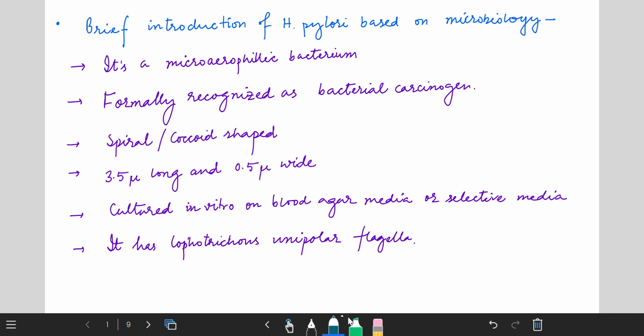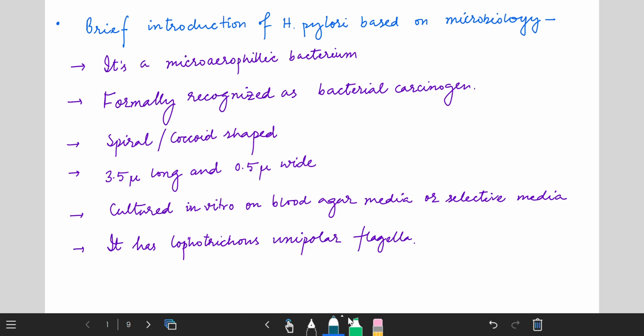In this tutorial, I will discuss H. pylori infection. So let's understand a brief introduction of H. pylori based on microbiology. It's a microaerophilic bacterium. Microaerophilic bacterium means that it has the ability to grow in a low oxygen level environment. How much amount? Like 2 to 10% of oxygen level environment.